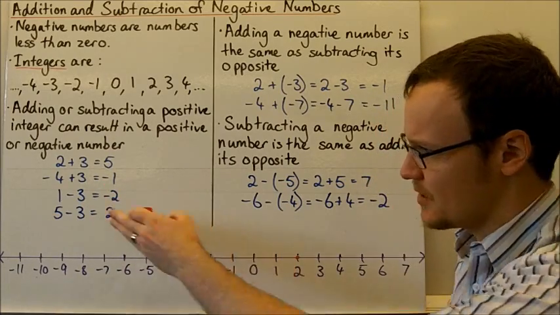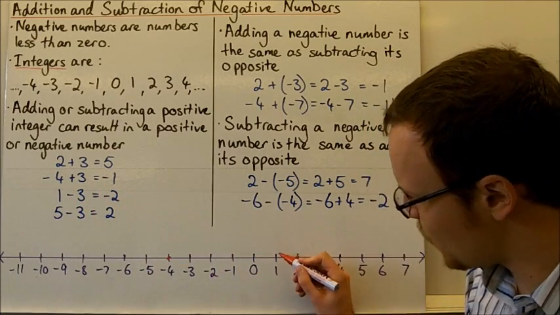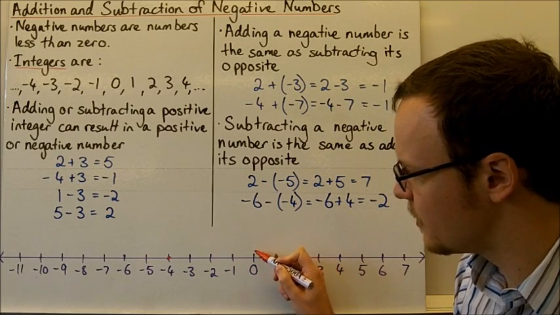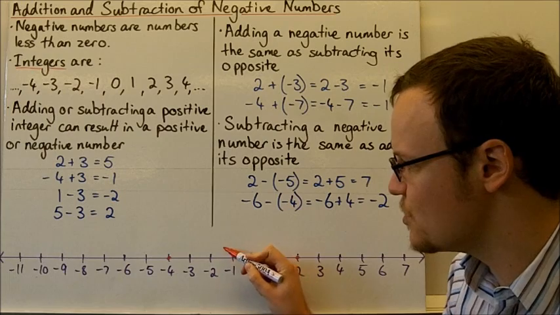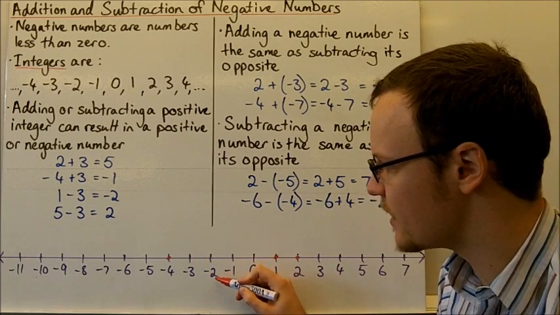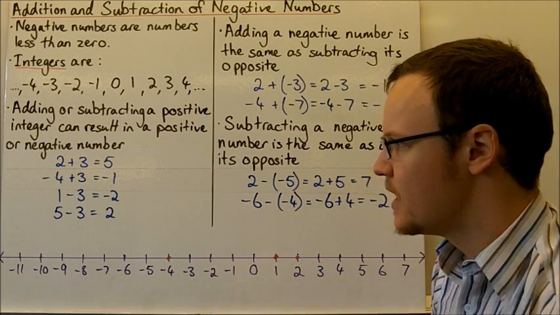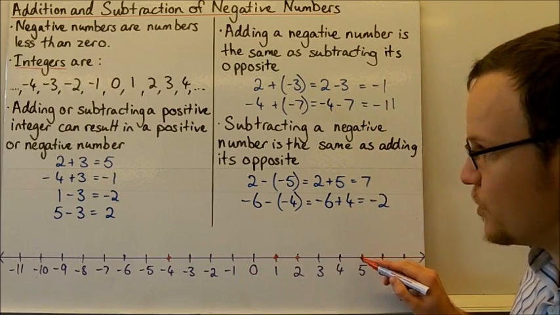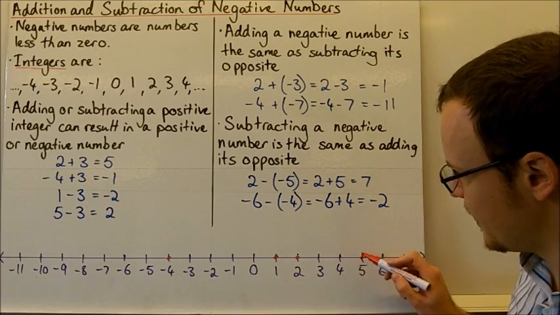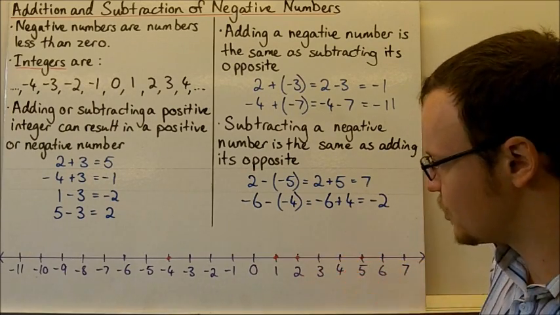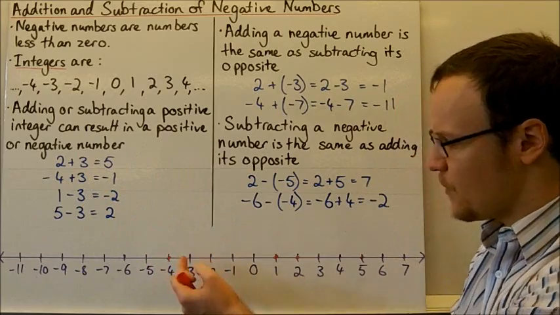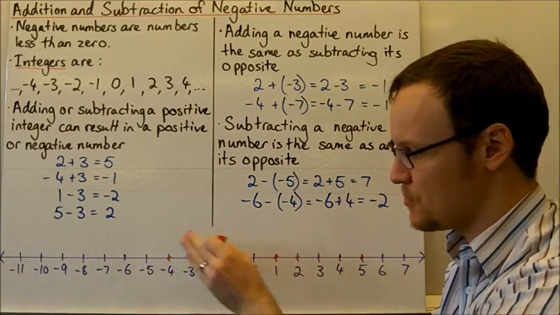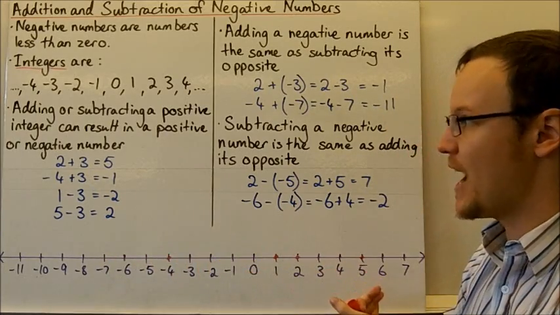Looking at 1 minus 3, we start at 1 and subtract 3: 1 minus 1, 2, 3, and we're at negative 2. 5 minus 3, if we start at 5 and remove 3, 1, 2, 3, we get 2. So when we're adding, we move to the right, and when we're subtracting, we move to the left, because we're getting smaller subtracting and getting larger adding.